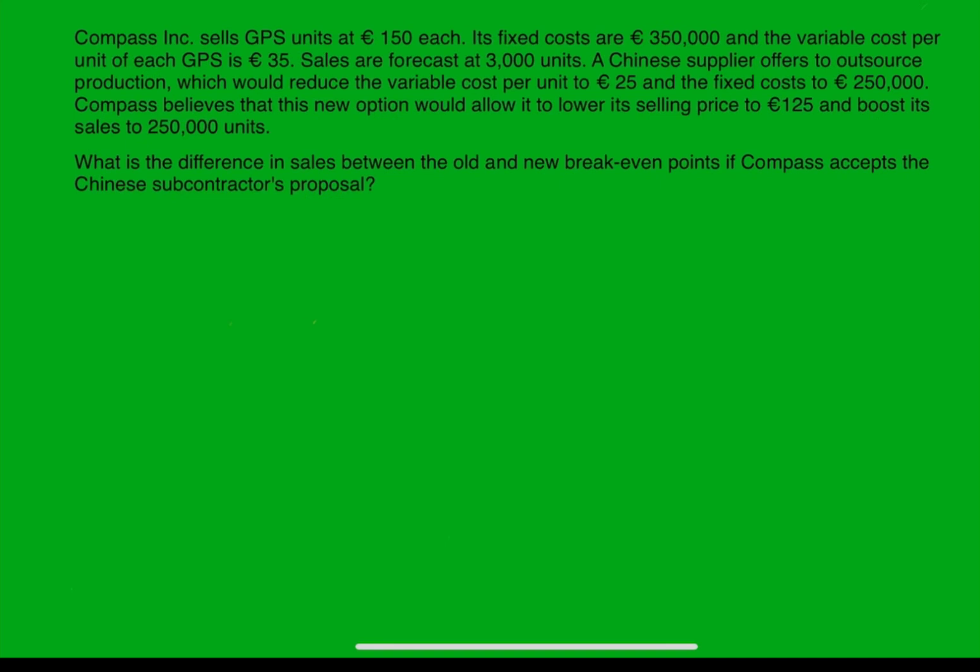Last question is Compass Inc. sells GPS units at 150 each. Its fixed costs are 350,000 and the variable cost per unit of each GPS is 35. Sales are forecast at 3,000 units. A Chinese supplier offers to outsource production, which would reduce the variable cost per unit to 25 and the fixed cost to 250,000. Compass believes that this new option would allow it to lower its selling price to 125 and boost its sales to 250,000 units. What is the difference in sales between the old and new break-even points if Compass accepts the Chinese subcontractor's proposal?